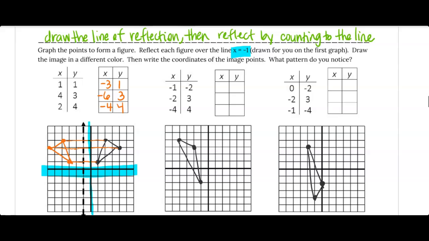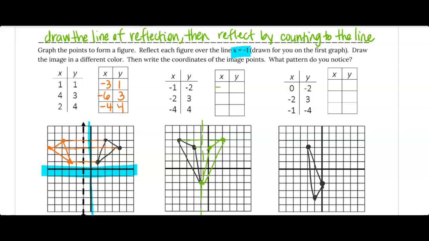All right, so we're going to do the same thing on the next one, only now we're reflecting through x equals -1, so we're just going to draw our line. Again, this point is on the line, so it doesn't go anywhere. And then we're just counting how far away everything is and regraphing it. So we can see how our points look.